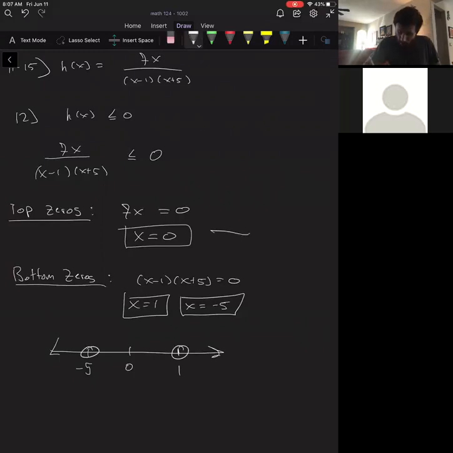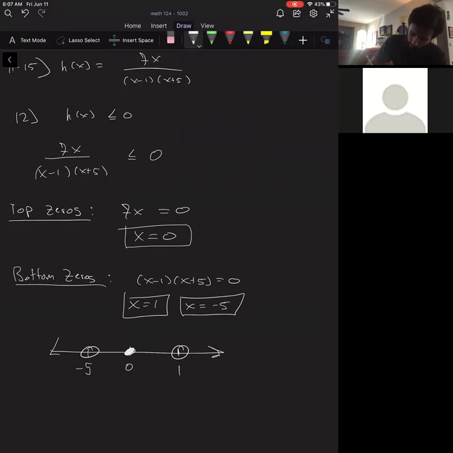And now our top zeros may have closed or open circles, and it depends on the sign. Since our sign is an or equal to, we're allowed to be 0. So anything we get for a top 0 is going to have a closed circle. If this was just a strict inequality sign like that, then we would have an open circle for our top zeros.